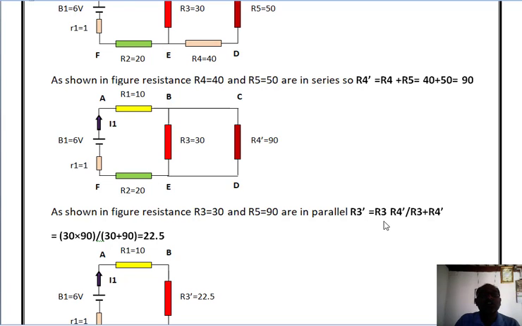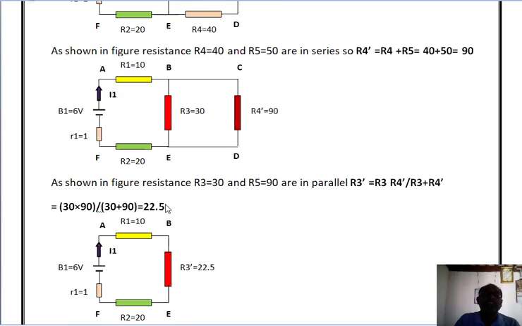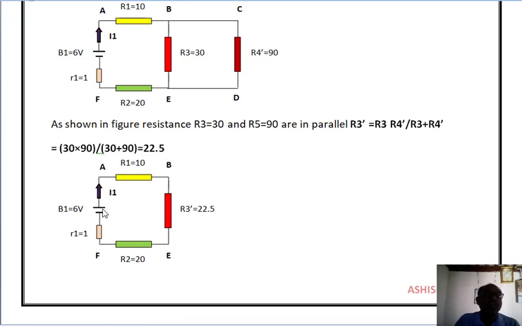So R3 dash is equal to R3 into R4 dash divided by R3 plus R4 dash. So we will get 22.5. So our network is replaced. Here we are replacing R3 dash is equal to 22.5.